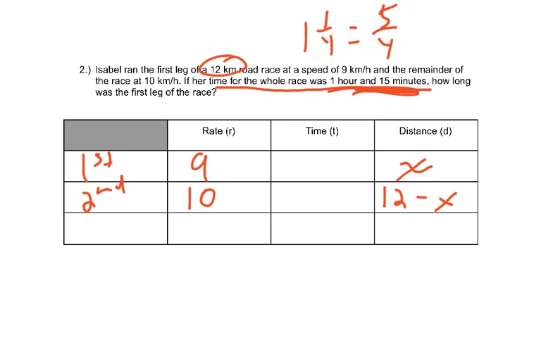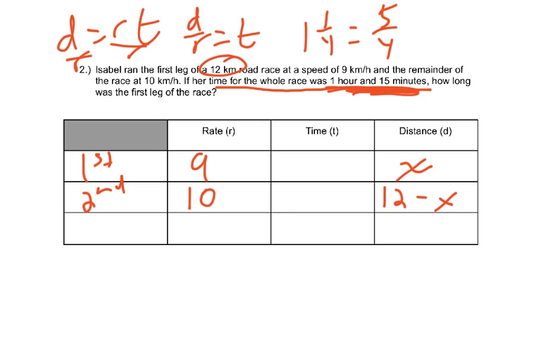So let's figure out, if the rate for the first leg is 9 and the distance is x, we know our formula, d equals r times t. Let's solve it for time because we're given a sum for time. Divide by r, d over r equals t.